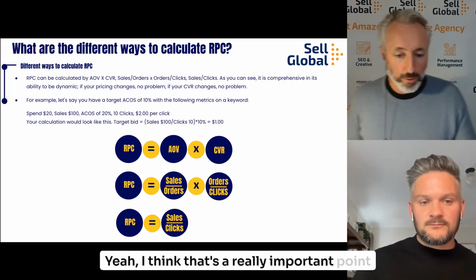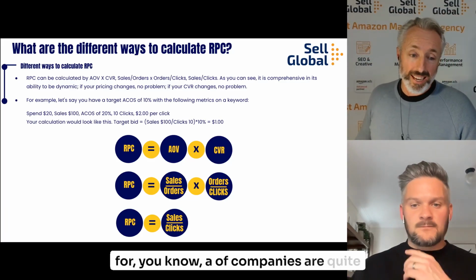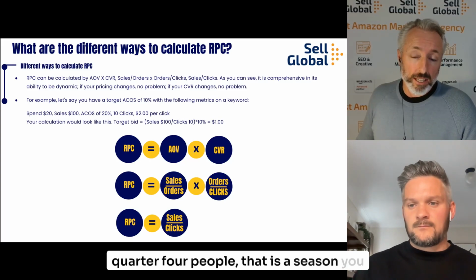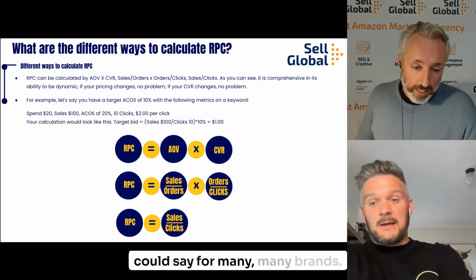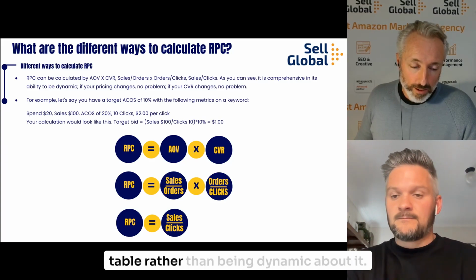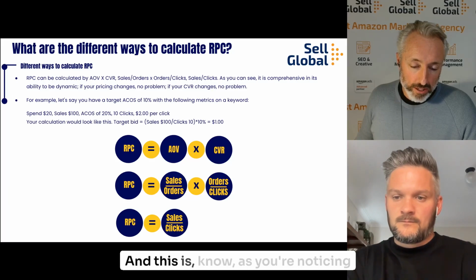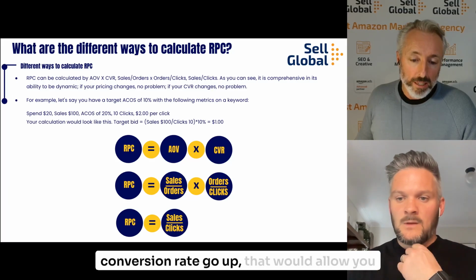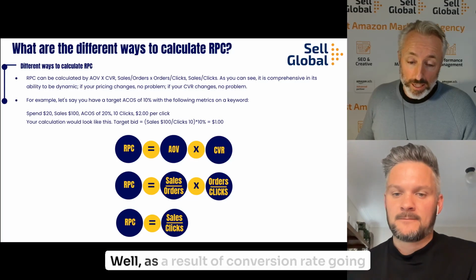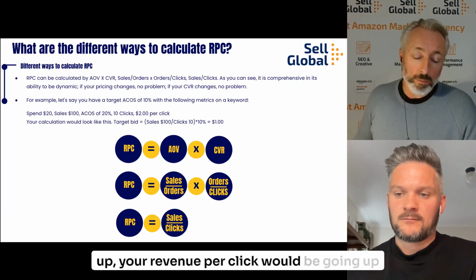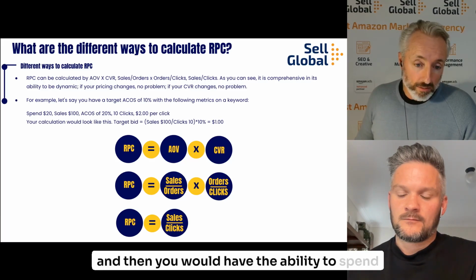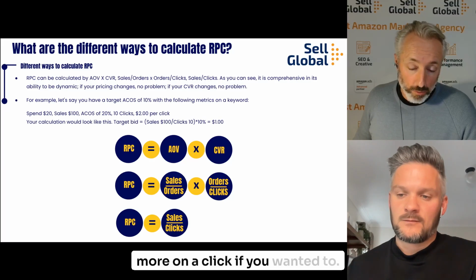Yeah, I think that's a really important point. A lot of companies are quite seasonal, and even just heading into quarter four, that is a season, you could say, for many brands. Yeah. And if you just stick with what you've got, you're leaving money on the table rather than being dynamic about it. As you notice conversion rate go up, your revenue per click would be going up, and then you would have the ability to spend more on a click if you wanted to.